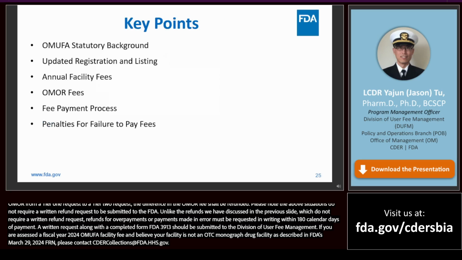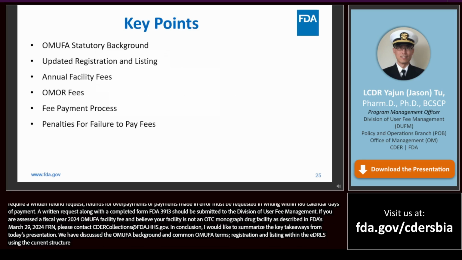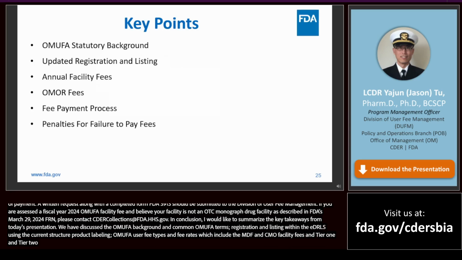In conclusion, I'd like to summarize the key takeaways from today's presentation. We have discussed the OMUFA background and common OMUFA terms, registration and listing within the electronic drug registration and listing system using the current structured product labeling, OMUFA user fee types and fee rates, which include the MDF and CMO facility fees and Tier 1 and Tier 2 OMOR fees, fee payment process, and lastly, penalties for failure to pay OMUFA user fees.